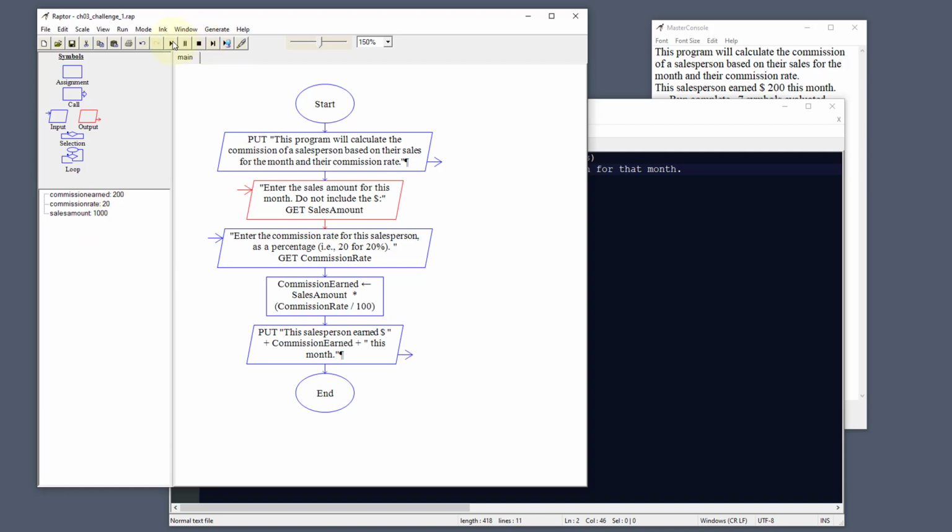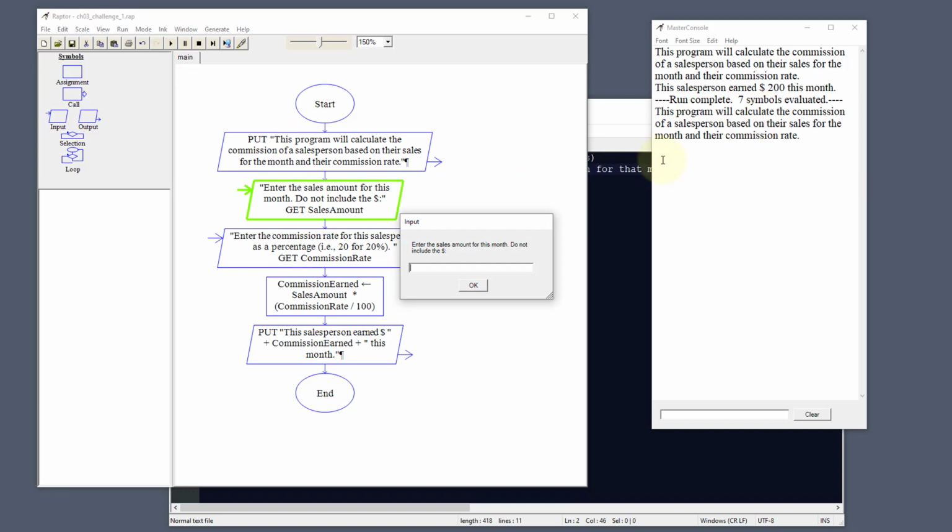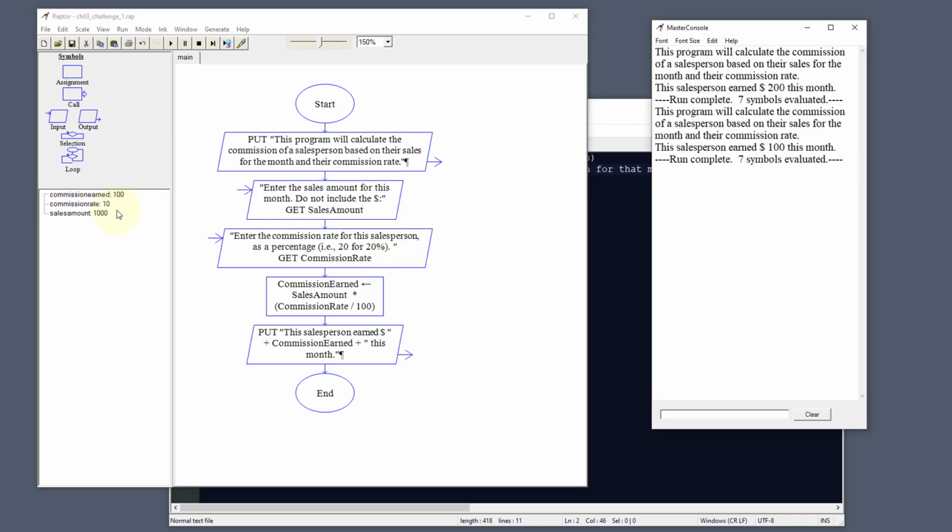But let's run this again real quick. It's going to start the program and output to the user this program description. It's going to ask how much the sales amount was for the month, and let's do 1,000. It's going to ask what the percentage was. Let's do 10%. Click OK. It's going to calculate that, and then it's going to output our information to us, and it's going to say this salesperson earned $100 a month.